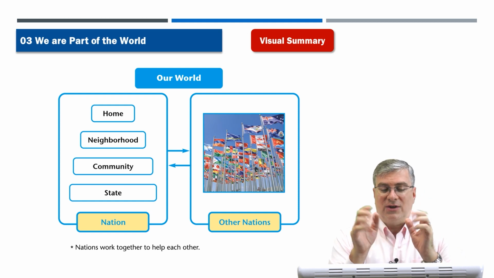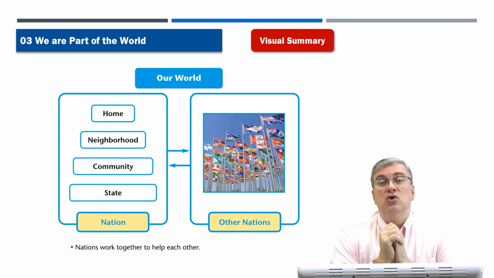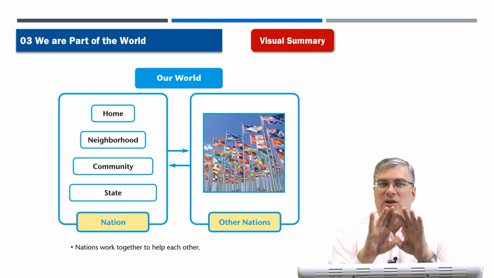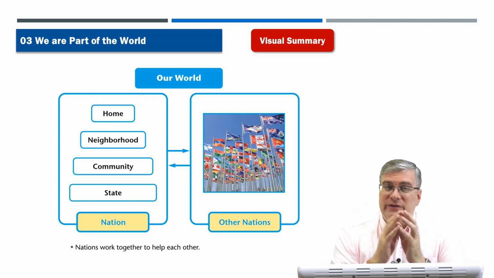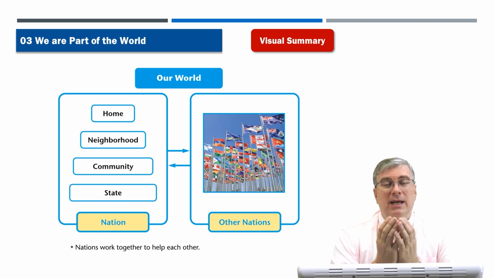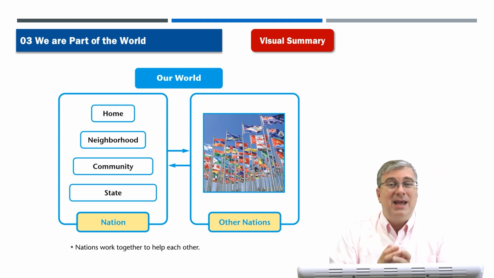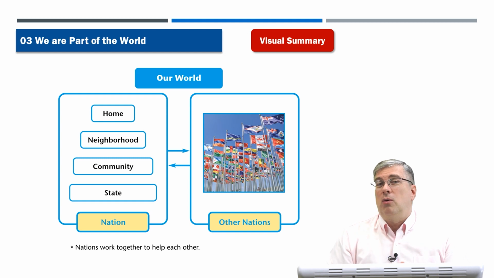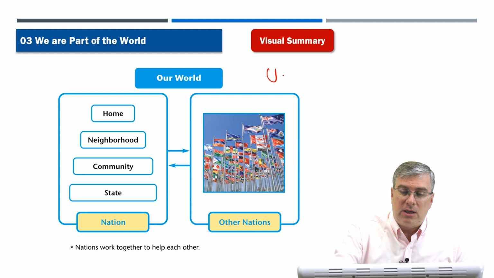We also have other nations, and you see a bunch of flags there. Looks like that might be in front of the United Nations, which is a political organization where many nations get together and they work because they're part of the world or global community. So all the nations of the world also form another type of community, and that is of course the world. Okay, so nations work together to help each other. And that is the whole point of the United Nations, which is an important organization.